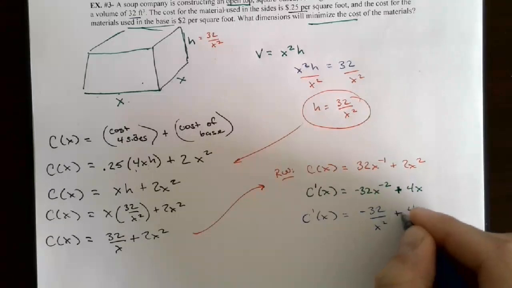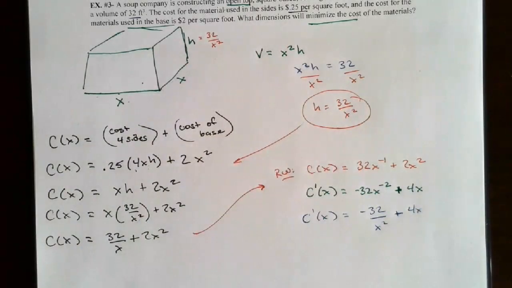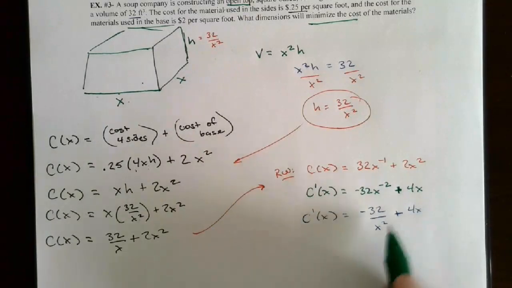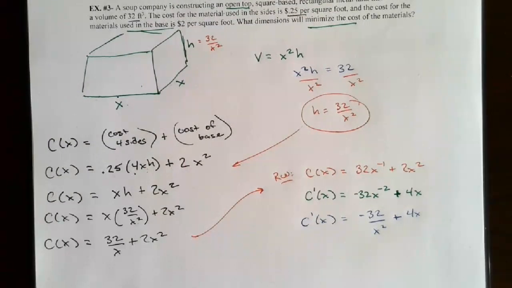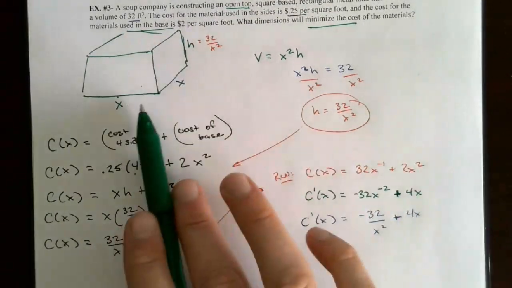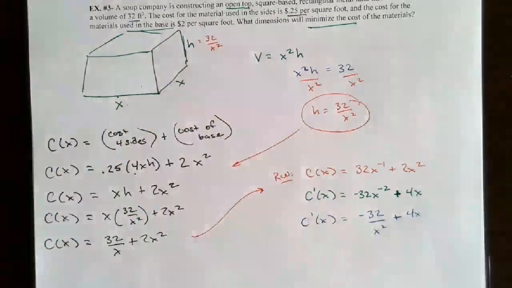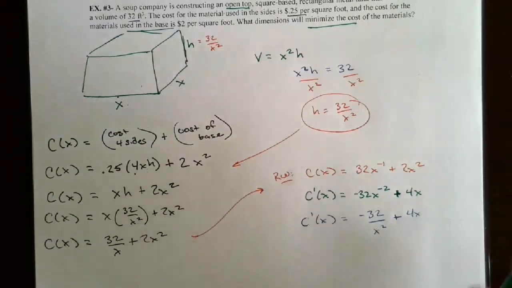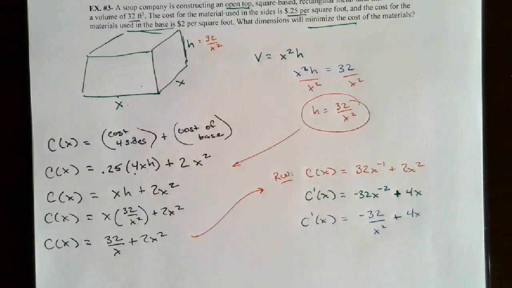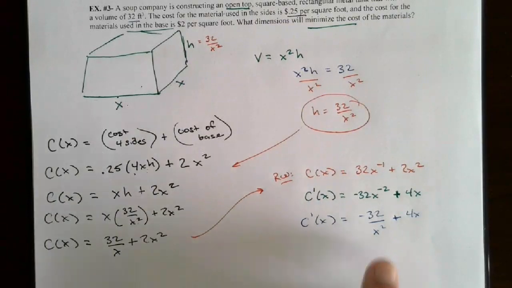And we do actually have to consider, where does this not exist? Well, when x is 0, this derivative doesn't exist. It would be undefined there. But x can't be 0 because x is a dimension of this box, right? So we know x doesn't equal 0. We know x has to be a positive value. So we don't have to worry about that as being a potential critical value in this case. For where this equals 0, you do want to set this equal to 0 and solve.